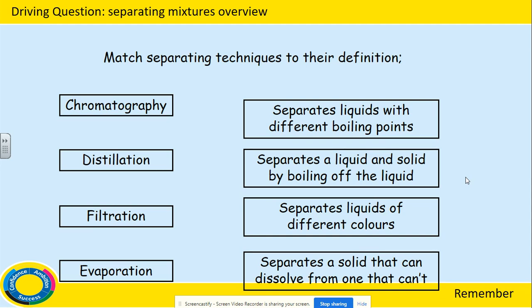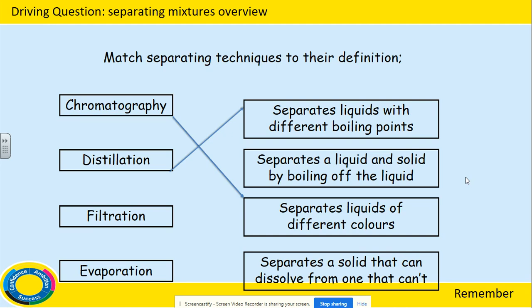Welcome back. Chromatography. What is the definition of chromatography? Chromatography is a technique that is used to separate liquids of different colors. You remember the pen. Distillation. Why did we use distillation? To separate liquids with different boiling points. Remember the tube.